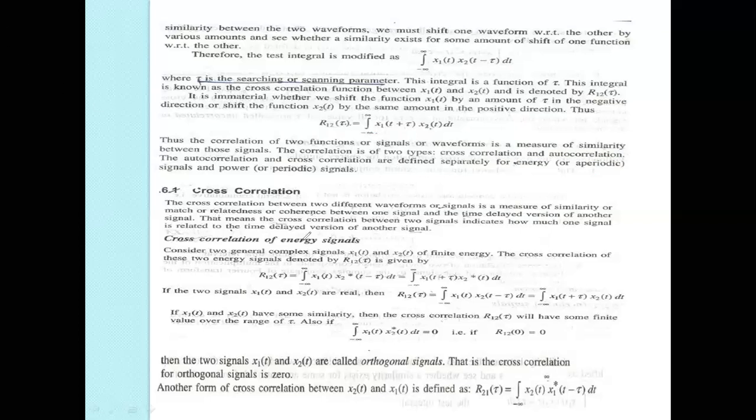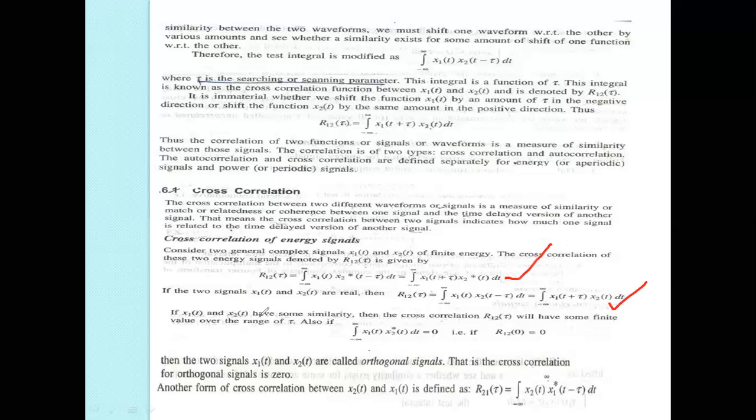Okay. And cross correlation of energy signals with the complex function: x1 of t and x2 star of t minus tau dt. Or another equation in the negative direction: the integral from minus infinity to infinity of x1 of t plus tau, x2 star of t dt. So in both cases we take x2 and x2 star, the complex. If they are real, x1 of t, x2 of t minus tau, or x1 of t plus tau, x2 of t dt. That is the complex function of the cross correlation and the real function of the cross correlation equations.